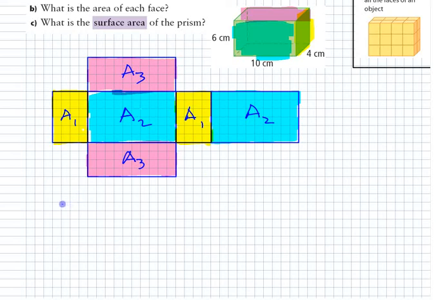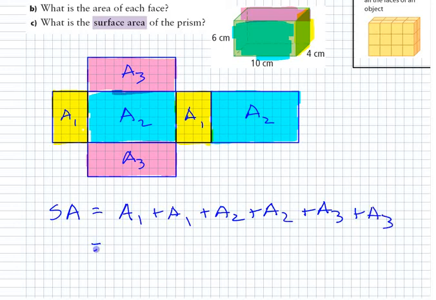I would write a formula that looks something like this. Surface area. You can just put SA for surface area. You could do this and say area 1 plus area 1 plus area 2 plus area 2. But you don't have to work each of those things out twice, right? There's 6 sides, so you should have 6 sides. The simpler way to do this is, if I got 2 of these, what's the simpler way to write that? 2 times whatever area 1 is, plus 2 times whatever area 2 is, plus 2 times whatever area 3 is. Okay? And then just work out each of those areas.